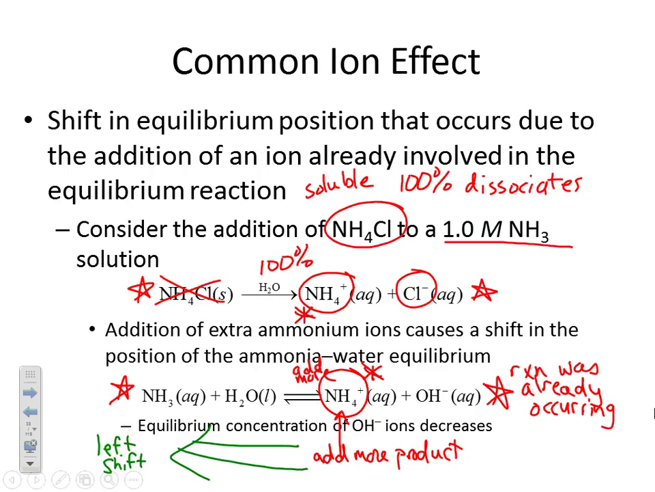Well, what that's going to mean is this point right here, that the amount of hydroxide we have is actually going to go down because we're going to have to shift away from the hydroxide. By adding that product, that NH4+, that common ion to the equilibrium reaction that was already occurring, we've actually shifted away from the products and more towards the reactants.